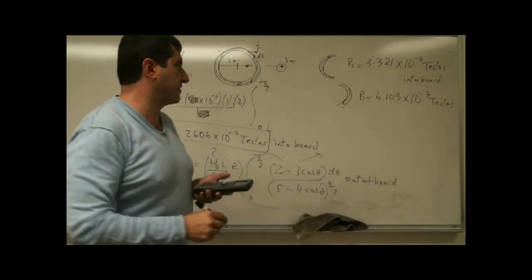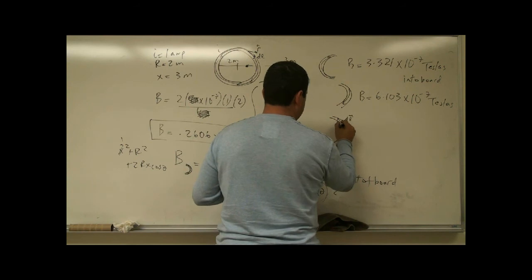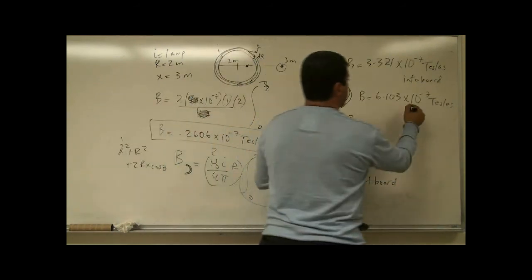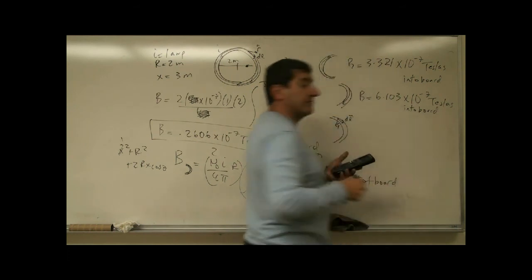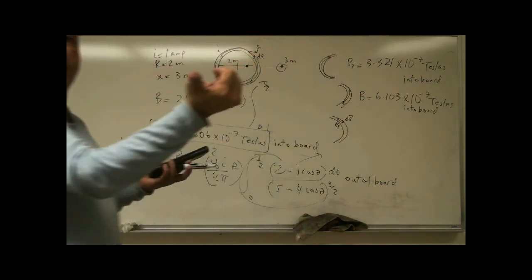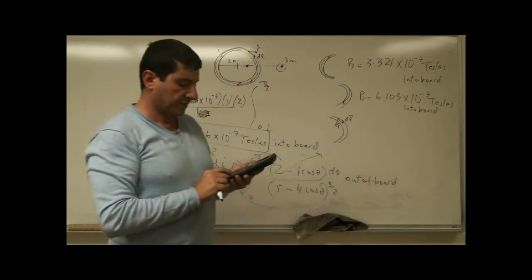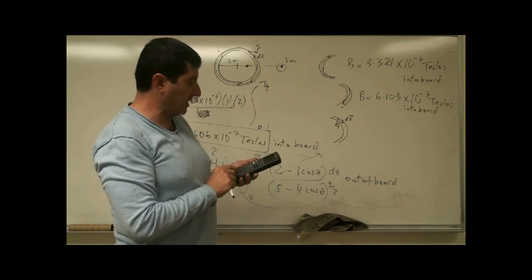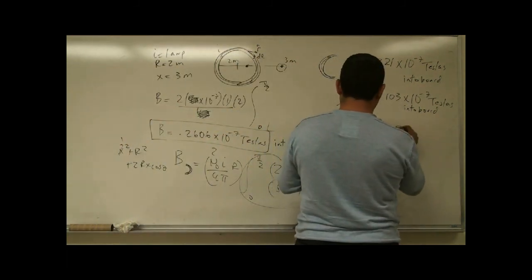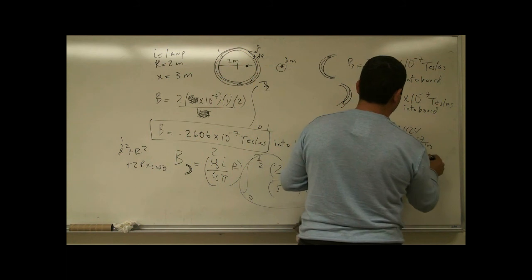Now is that into the board or out of the board? If you do this integral, right, dl r hat, it's into the board, right? It's not on the other side. dl r hat into the board. So they both are into the board. So this time they're not competing against each other. The fields of both of them wrap inside, they go in and then they wrap around. So since x is equal to 1 meter, I'm actually inside. So I just simply add both of them. 6.103 plus 3.321, and I get B total 9.424 times 10 to the minus 7 Teslas into board.